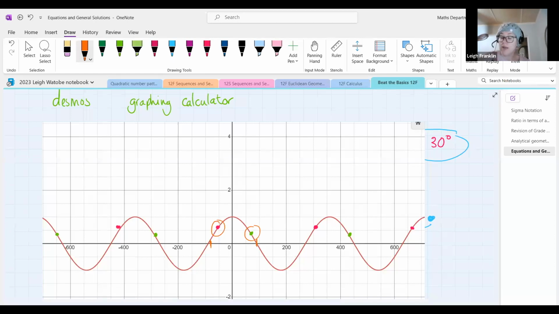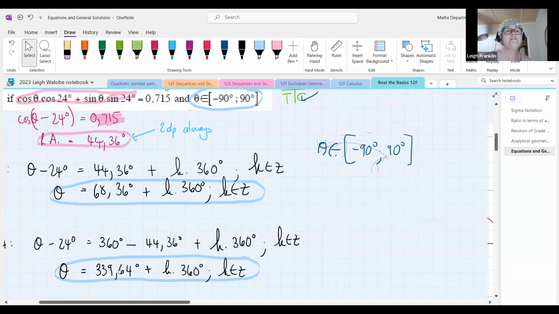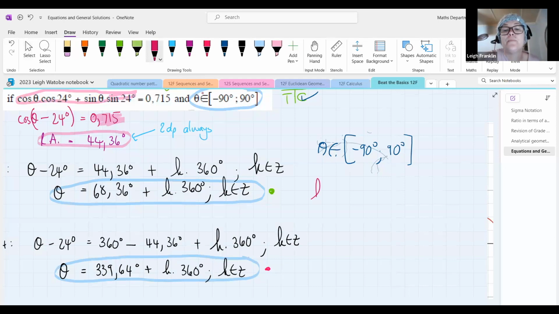All right, so the green one, we'd find the green solutions using this general solution. And we would find the pink ones using that one. Okay, but they only wanted us to work between -90 and 90. So what would happen here is that we would have to let K be equal to 0. So if K was equal to 0, then our one solution for theta in this interval would be if theta was equal to 68.36 degrees.